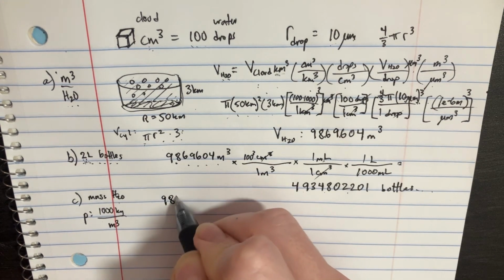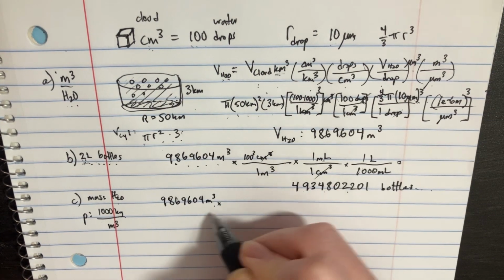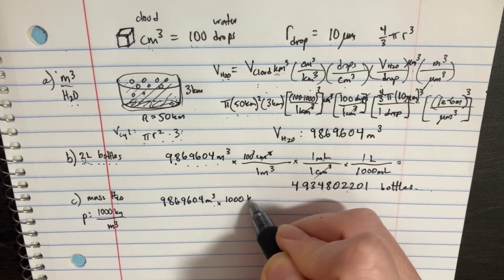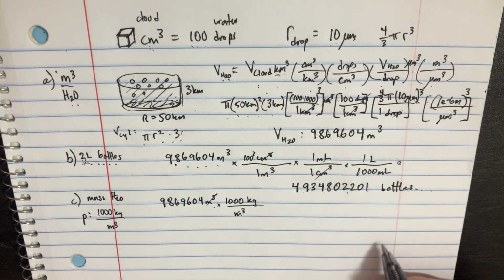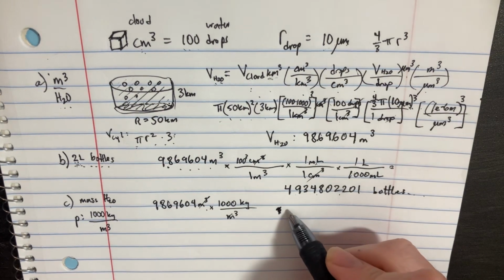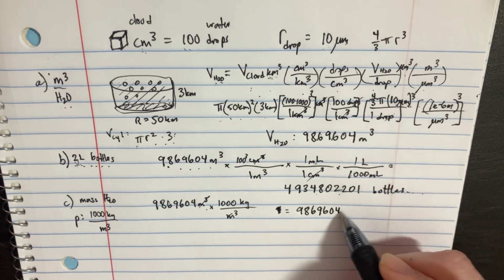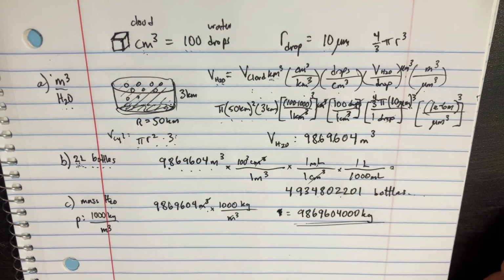The final question is asking how much mass of H2O do we have? If we have 9869604 meters to the third, and we're trying to figure out how many kilograms that is, we just have to multiply that by 1,000 kilograms per meter cubed, because that cancels out the meters to the third. And so that would just give us the answer to the next one. So we just multiply that out, and it's going to be 9869604,000 kilograms of H2O. It's going to be the mass.